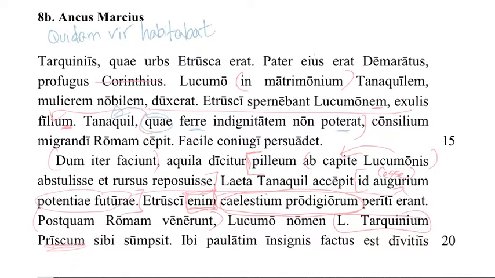Oh, looks like an identity change. Ibi paulatim insignis factus est, de vitiis aliisque rebus. I just added the rest of the sentence on the end so we wouldn't have to turn the page. Okay, adverb, a little bit there. Insignis factus est. Oh, I think the subject is Lucumo, and he became this nominative. And how or why did he do it? Because of de vitiis, because of one ablative there, and ablative 2 here, other random things.